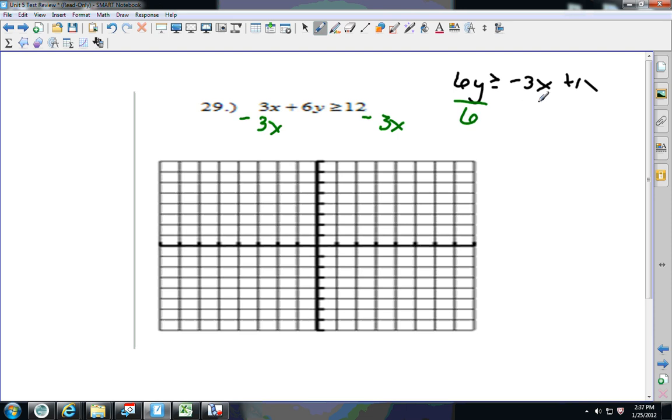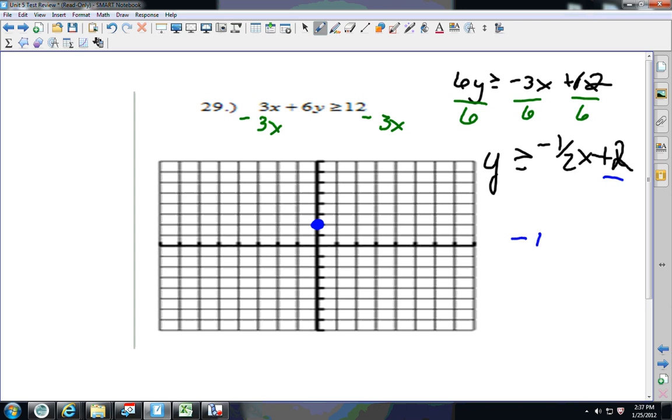Oh, that 12 didn't come out very well. Pen kind of freaked out on me. There we go. Y is greater than or equal to negative 1/2 x plus 2, because 12 divided by 6 is 2. So I'm going to put a dot on my y-intercept at 2.